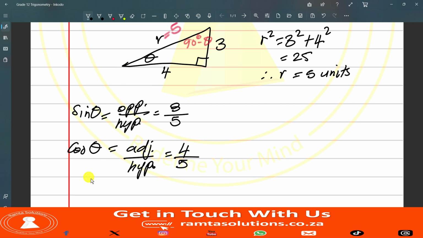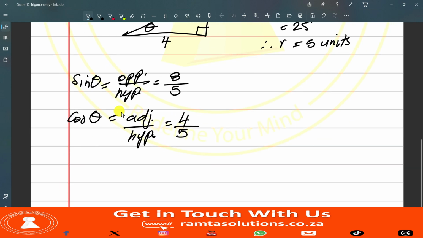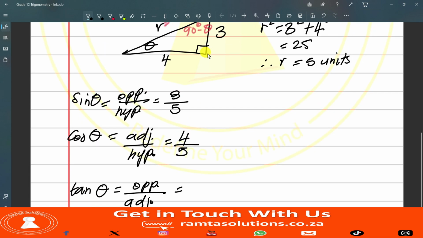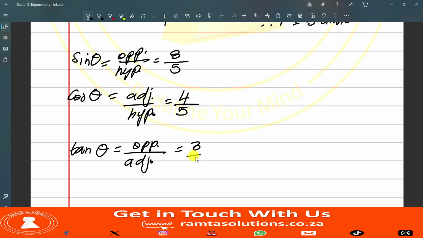Then let's look at the tangent. So with the tangent, we're looking at tan theta. We said SOHCAHTOA. It's opposite over adjacent. So which side is opposite theta? The 3 units long side. And we said the adjacent is the 4 units long side. Okay, so this is how you do SOHCAHTOA.